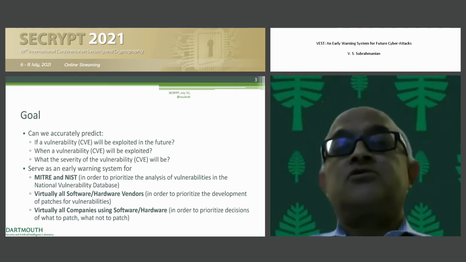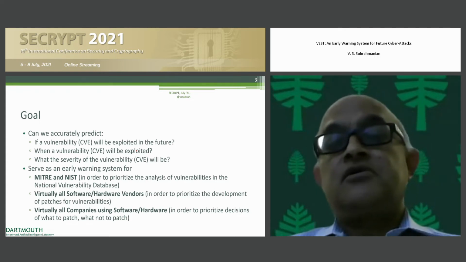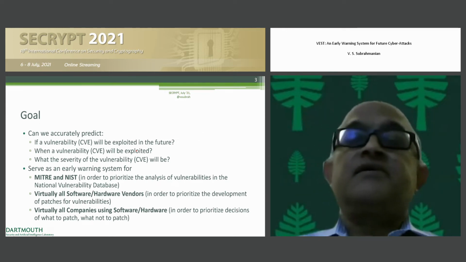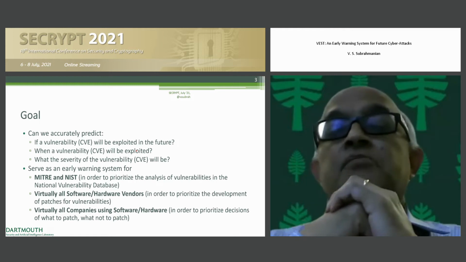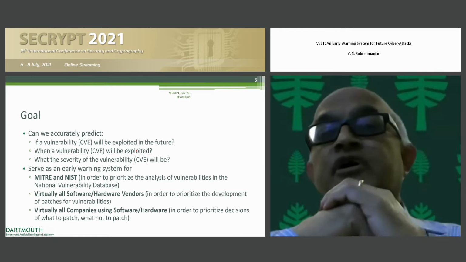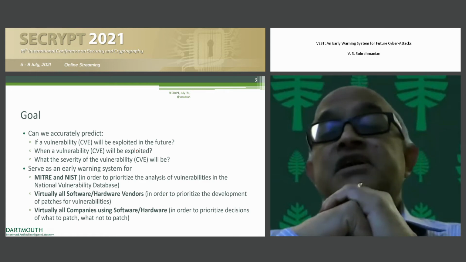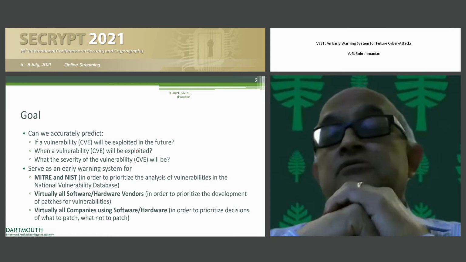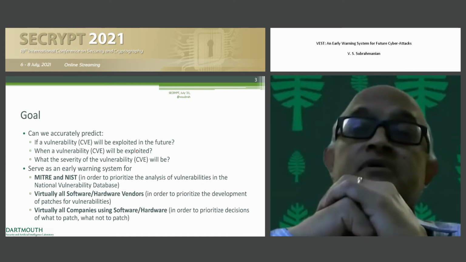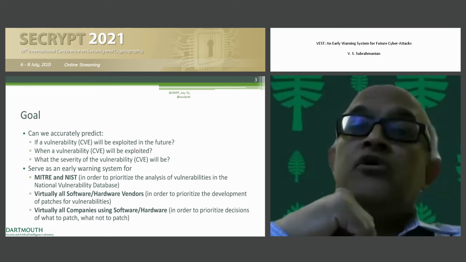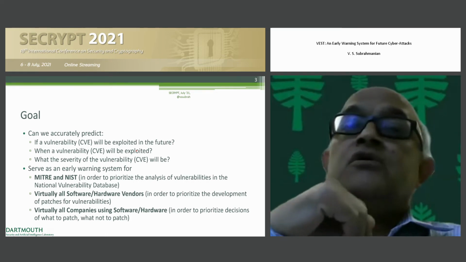Our goal is quite simple to state. For vulnerabilities for which a CVE number has been assigned, can we predict if that vulnerability will be used in an actual real-world exploit in the future? If that is indeed the case, that the prediction is that it will be exploited, can we predict how far into the future it will be exploited? Tomorrow, in a week, or 3 months from now?